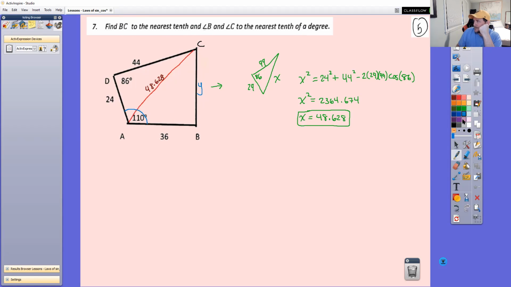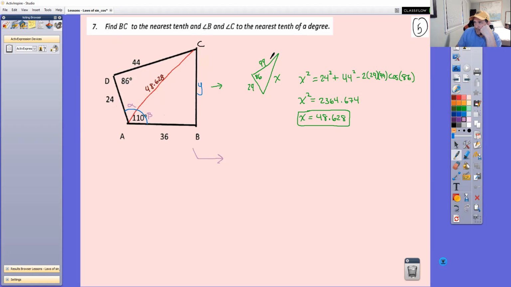So the next little stumbling block was we know that the 110 has been split into two angles. You've got sort of an alpha piece and a beta piece. So actually, to solve for Y, we need to know beta. But we can't find beta yet because we don't have information about it. We don't have enough. But if we go back to triangle DAC, we can find alpha because we do have the 24, the 48.628, and the 44. So that means we're going to take a detour before we can solve for Y.